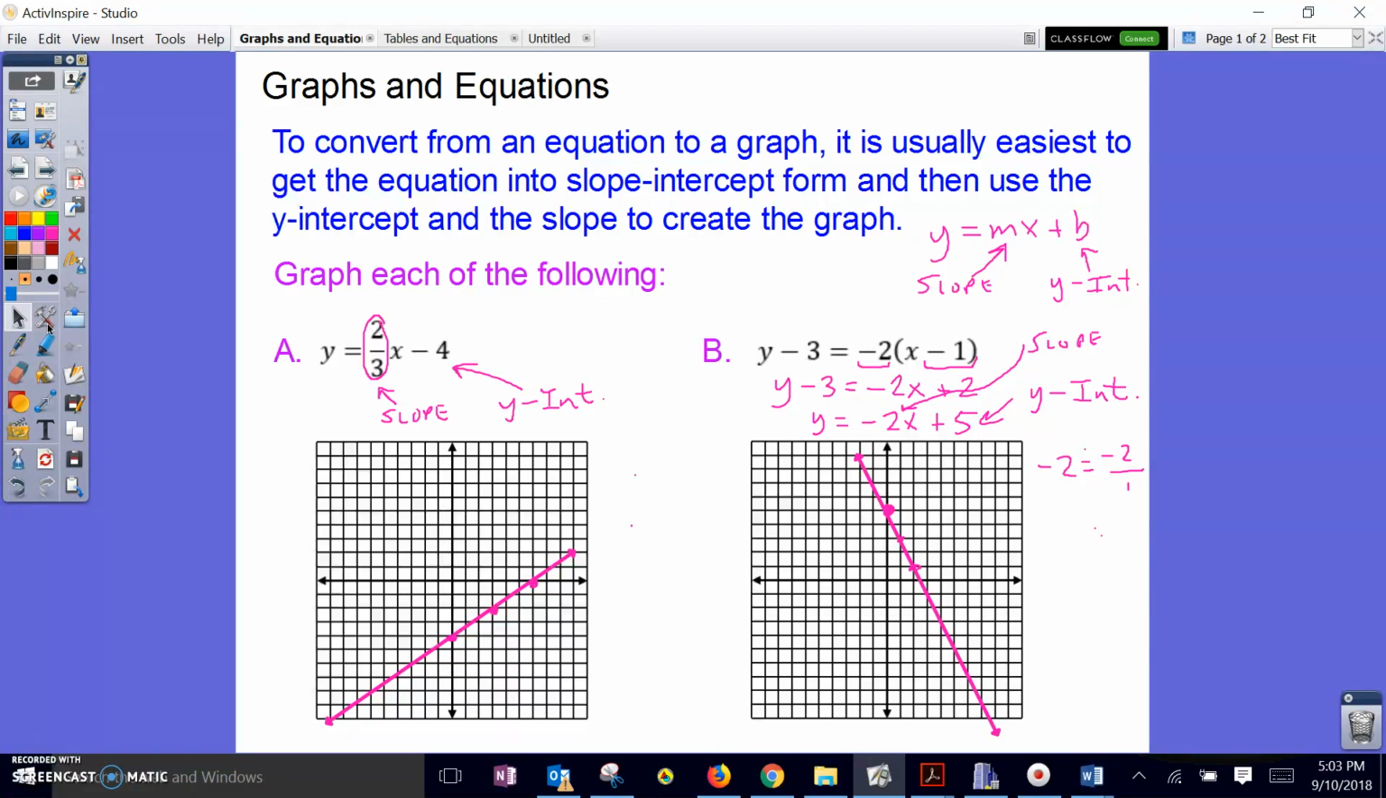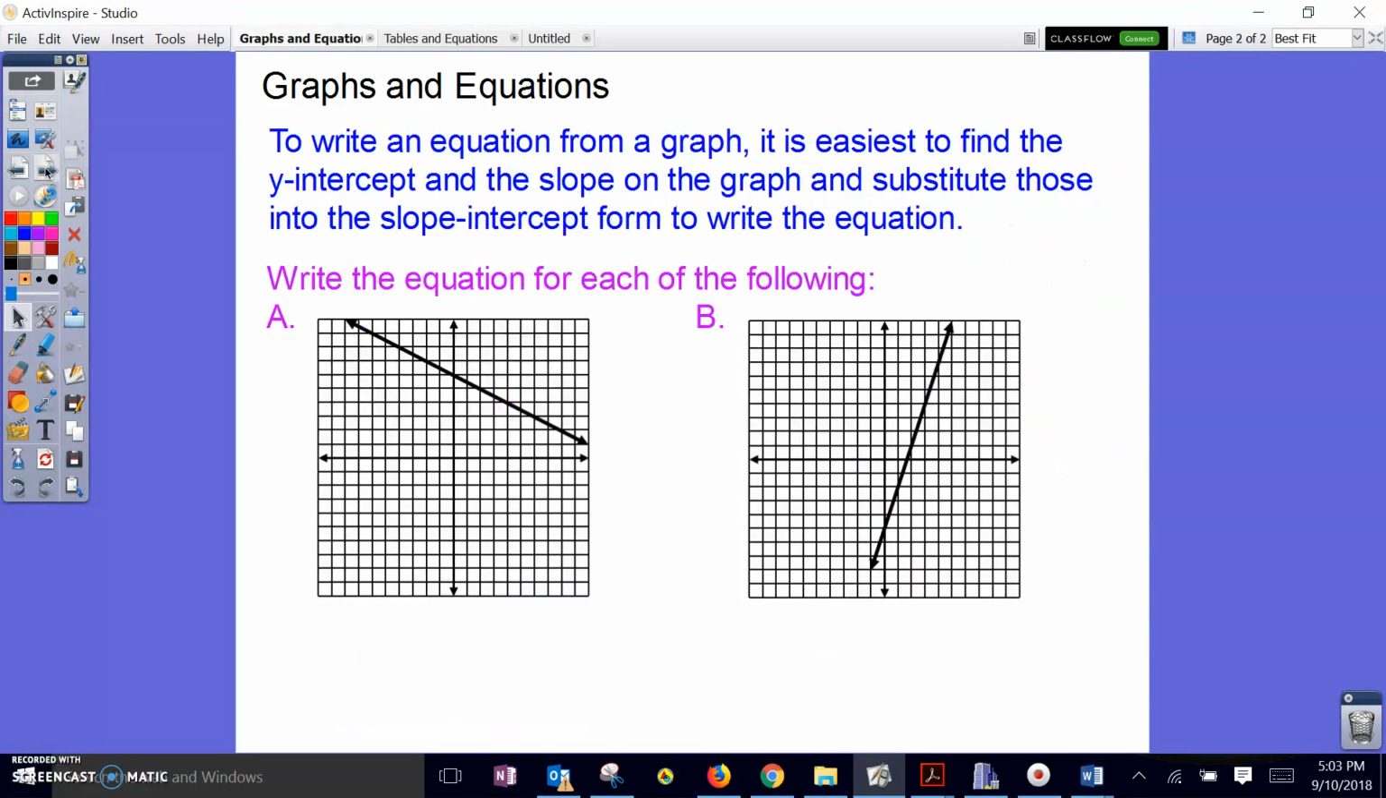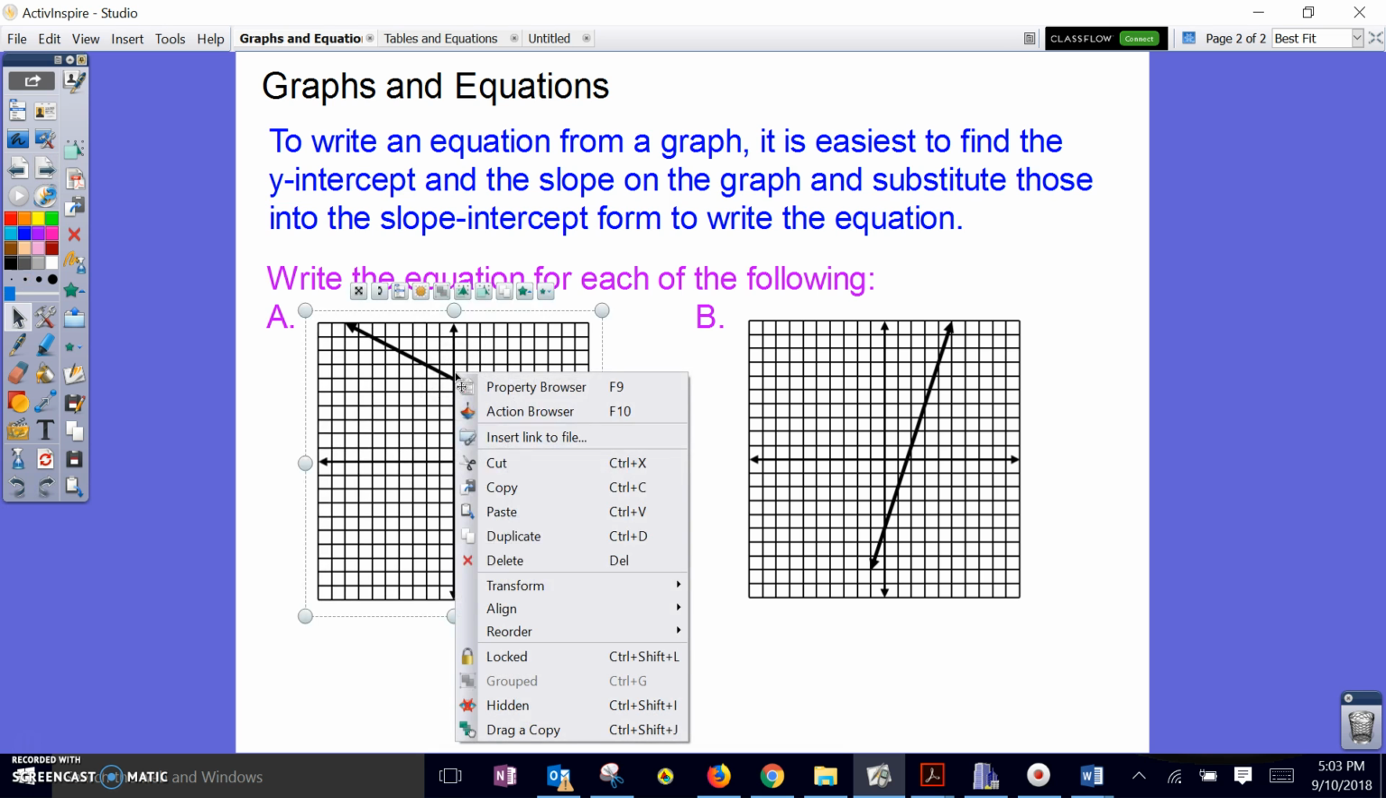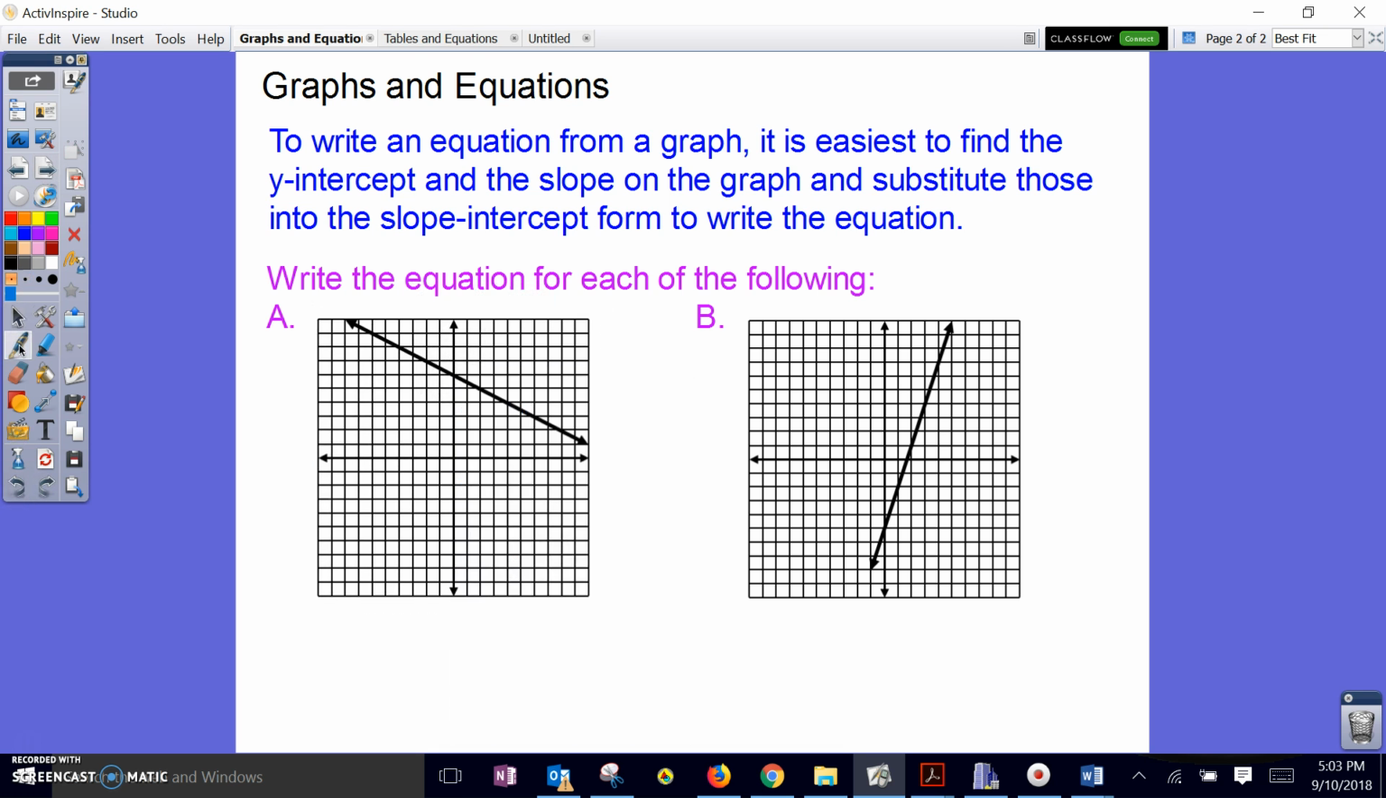Now let's go to the flip direction. In this case, we're going to write an equation from the graph. And when we try to do that, the easiest thing for us to do is just identify the y-intercept and the slope on the graph, and then put those into the slope-intercept form to write the equation. So first, I'm going to look at the graph in part A. I identify the y-intercept. Gotta stop doing that. I keep forgetting to turn my pen on and I keep grabbing stuff instead of writing. We identify the y-intercept, which is where the graph crosses the y-axis, and that happens at 6.